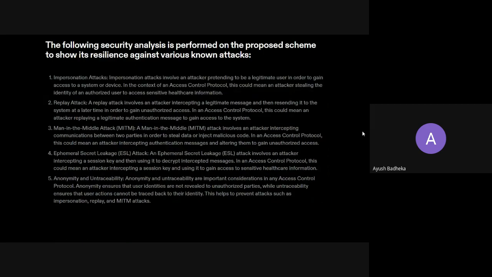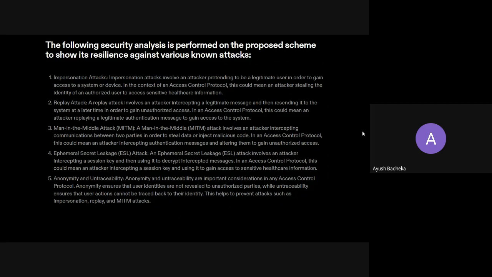When it comes to security, analysis is performed on the proposed scheme to show its resilience against various attacks. The different attacks are going to be the impersonation attack. This attack involves an attacker pretending to be a legitimate user in order to gain access to a system or a device. In the context of an access control protocol, this could mean an attacker stealing the identity of an authorized user to access sensitive healthcare information. A man in the middle attack can be used to do this.